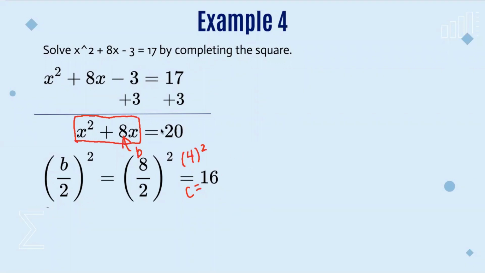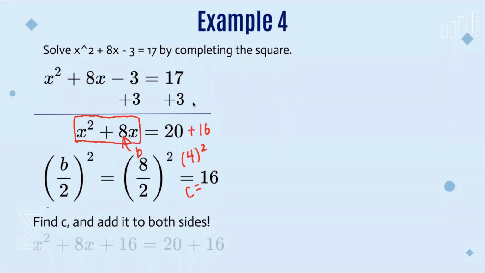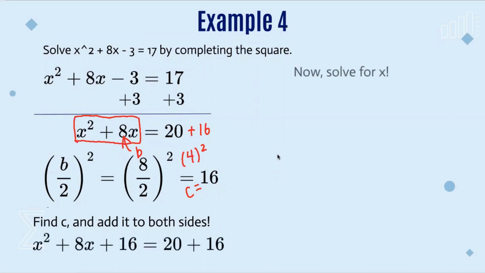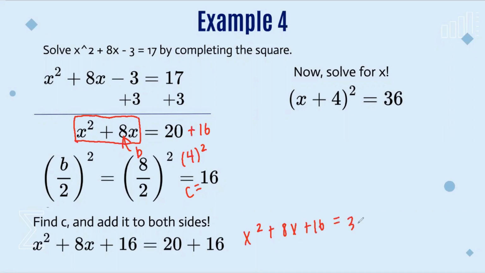Now you're going to do the same exact thing where you add your c value to your binomial, except this time, since it is an equation, you're actually going to have to add 16 to both sides of the equation to balance it out. So you're going to add 16 to x squared plus 8x, and you're also going to add 16 to 20. So this is how it would look. And then you can go ahead and simplify 20 plus 16. That would just be 36. So you would have x squared plus 8x plus 16 equals 36.